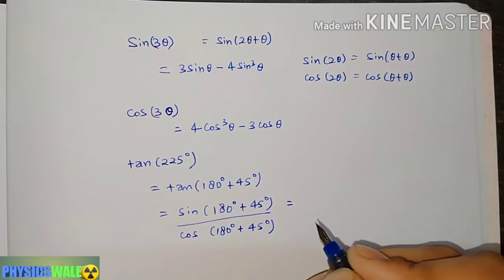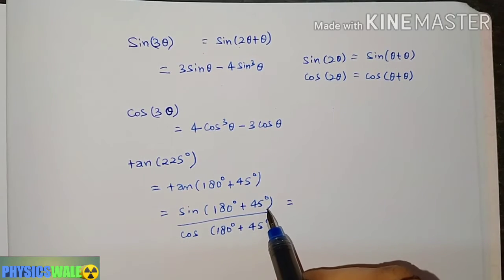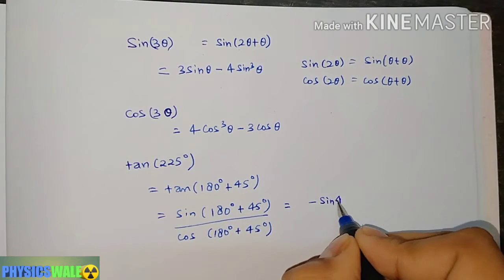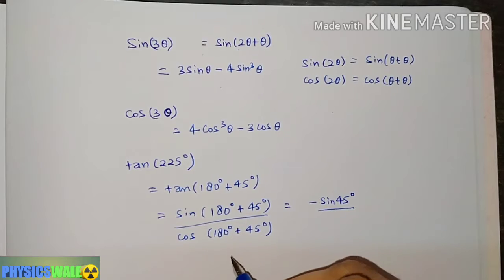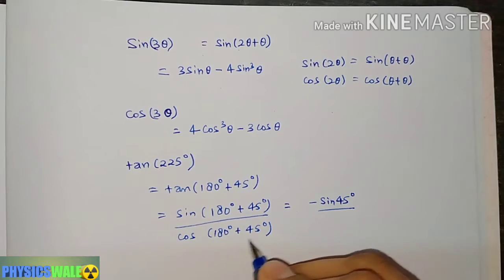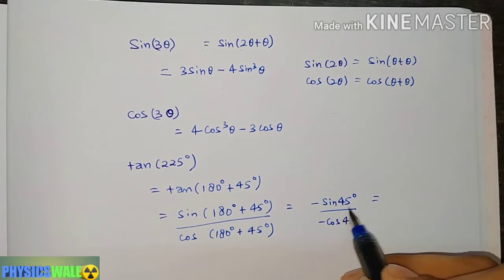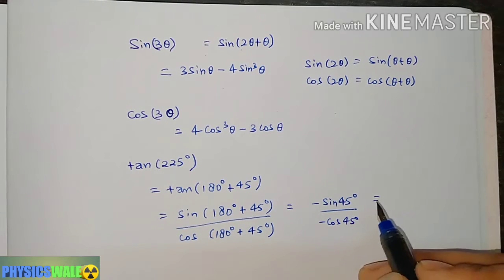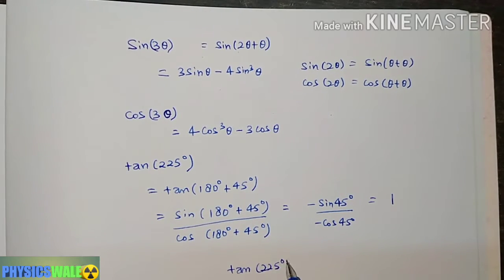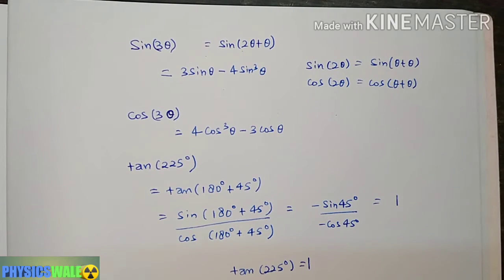We derived in the last video that sine 180 degrees plus theta is equal to minus sine theta. So we can write this as minus sine 45 degrees, and cos 180 degrees plus theta is equal to minus cos theta, so we can write this as minus cos 45 degrees. We know that sine 45 degrees and cos 45 degrees are both equal, so these cancel out and we get 1. So tan 225 degrees is equal to 1. This was about the problems I had given you in the last video.